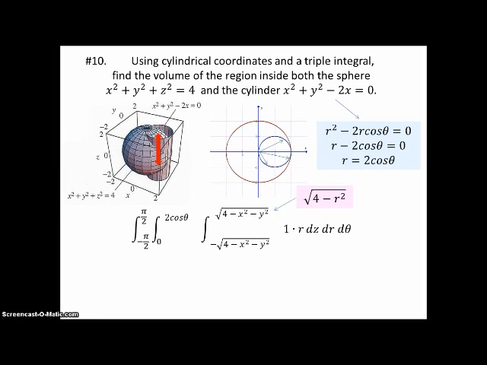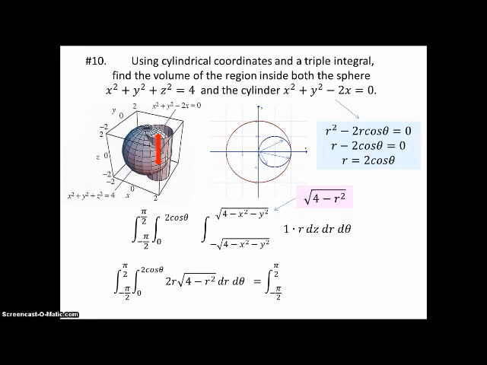Now, the antiderivative of r with respect to z is just going to be rz, and when we substitute the plus or minus square root of 4 minus r squared, we'll just get 2 times the square root of 4 minus r squared. And so our new integral is going to have 2, and then the r that was already there, and then the square root of 4 minus r squared. This integrand can be integrated with a simple u sub. You could probably do it in your head.